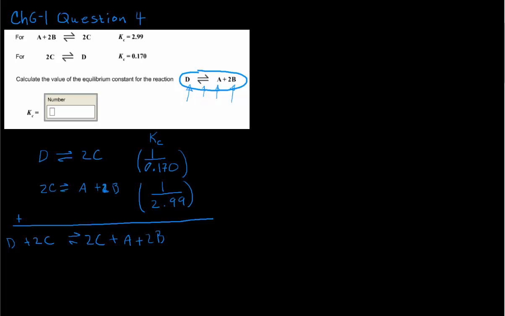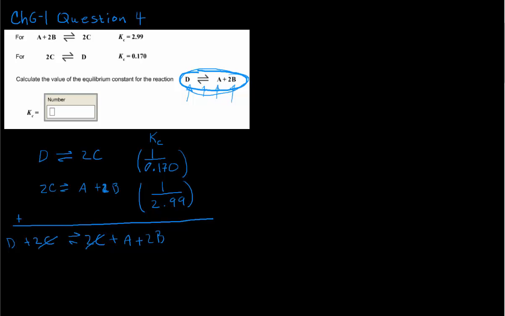And now if you look, we've got 2C on the reactant side and 2C on the product side. So what I can do is combine those and subtract 2C from both sides of this reaction, just as though it were an algebra problem, and they will cancel out. So what I'm left with is D in equilibrium with 1 mole of A plus 2 moles of B, and that's the reaction that I was looking for. I've added these two reactions, so the question is, what is the equilibrium constant going to be?